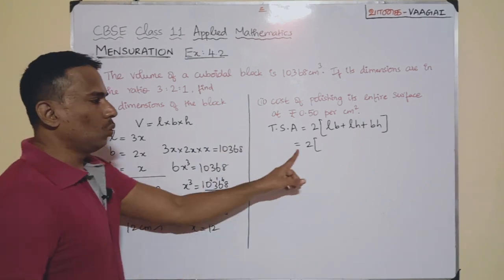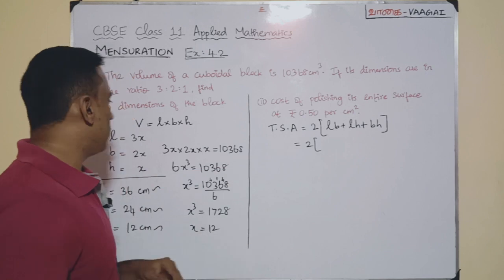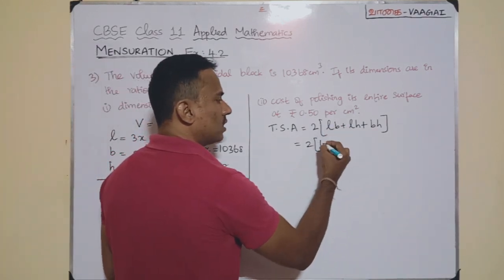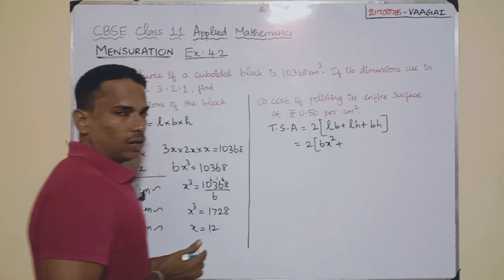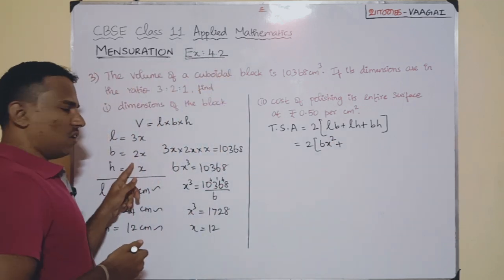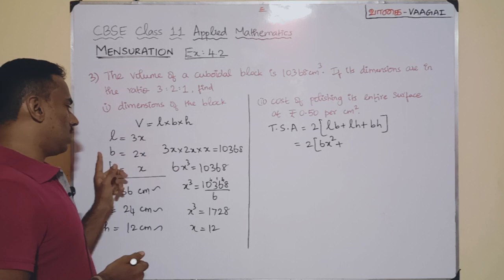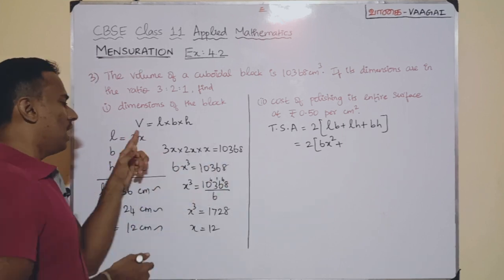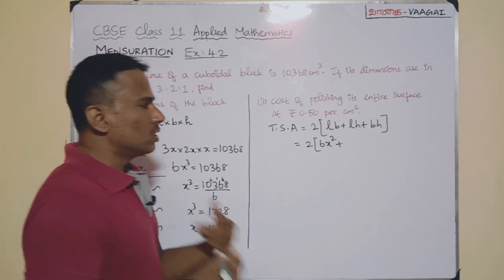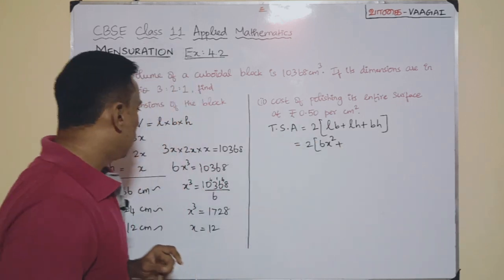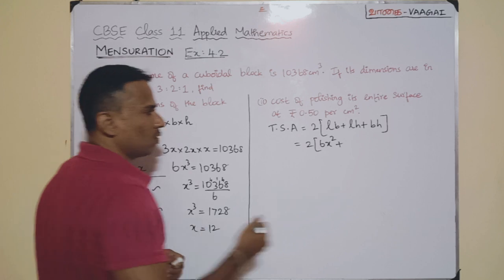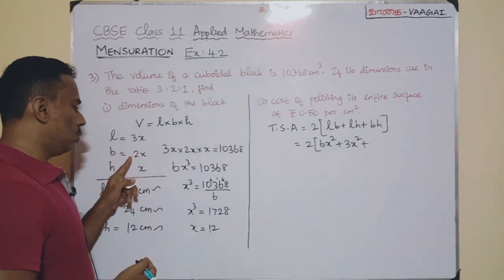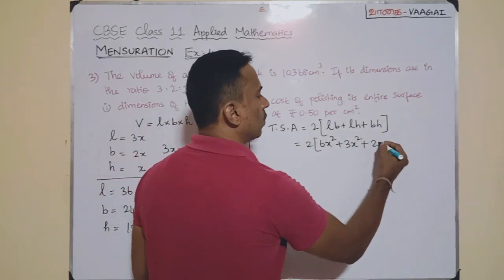So 2 times LB, where LB means 3x into 2x, so 3x into 2x will be 6x square. I hope you are able to understand this. L is 3x and B is 2x, so when I multiply LB, 3 2s are 6x square. Similarly, LH will be 3x into x, which will be 3x square. And BH will be 2x into x, which will be 2x square.